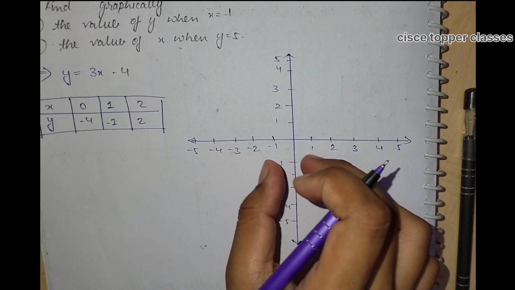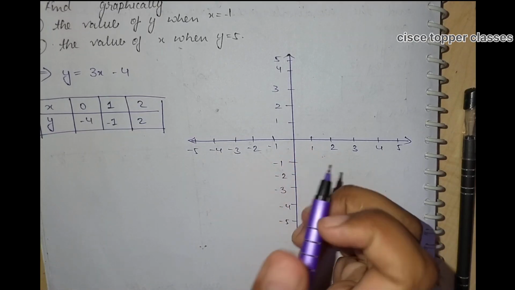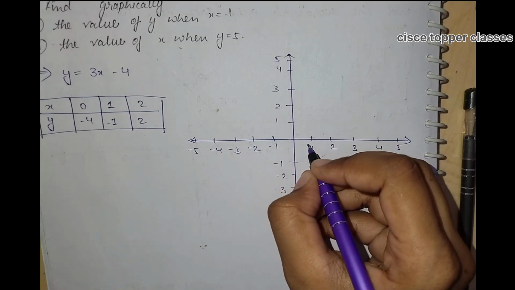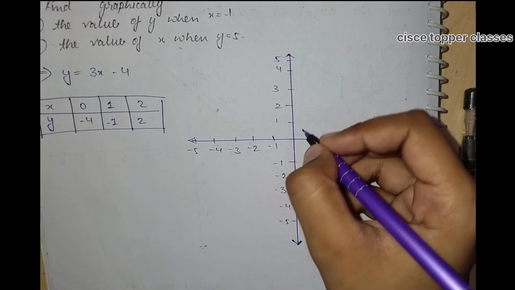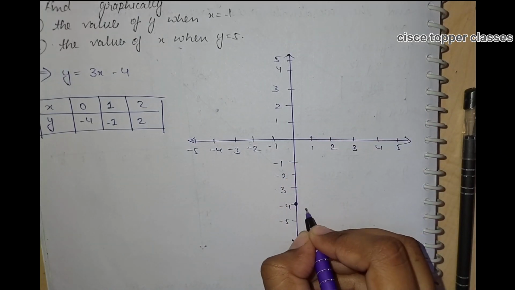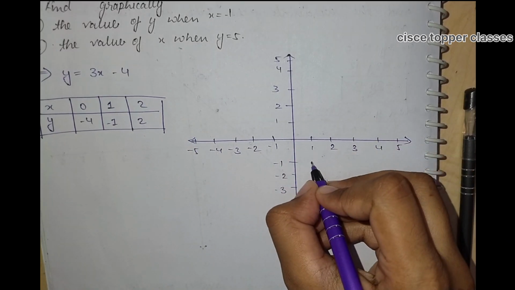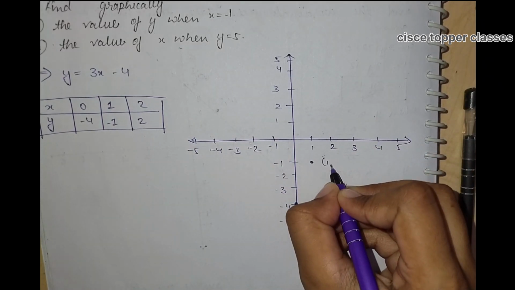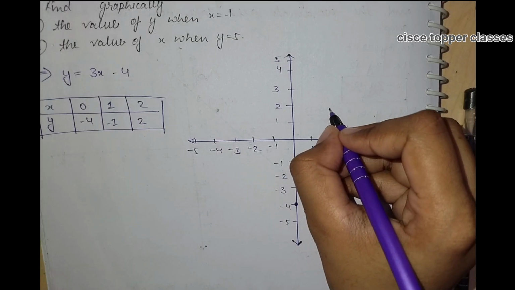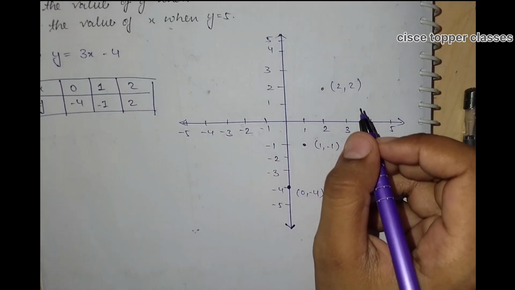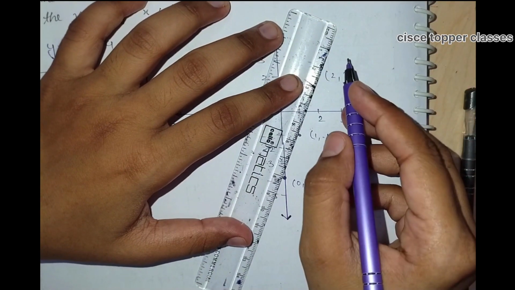So by taking 1 unit here, if we take 0 comma minus 4 as the coordinate, this will be somewhere here. This is 0 comma minus 4. And 1 comma minus 1 will be somewhere here. So this is 1 comma minus 1, and 2 comma 2 will be somewhere here. So this is 2 comma 2. If we draw a straight line through these, somewhat like this, we will draw.